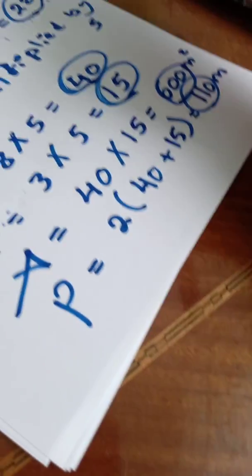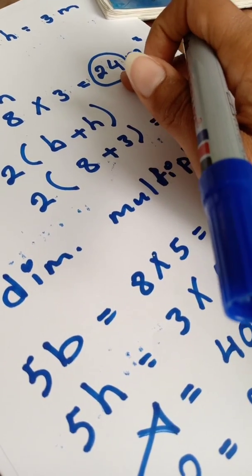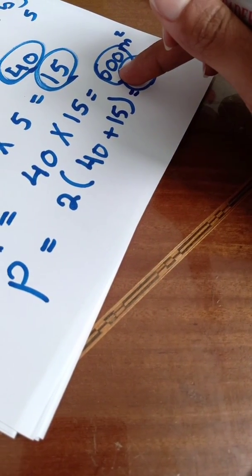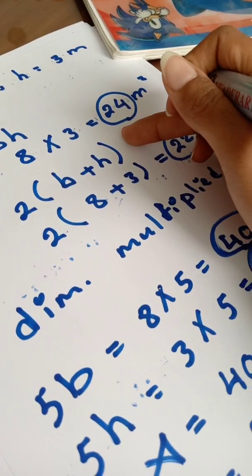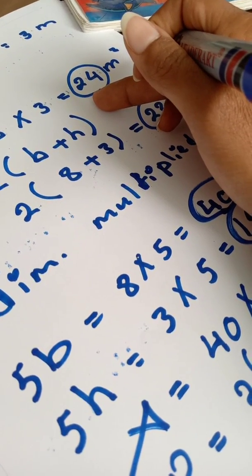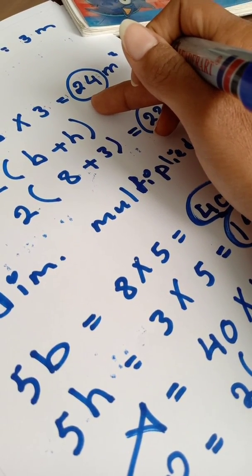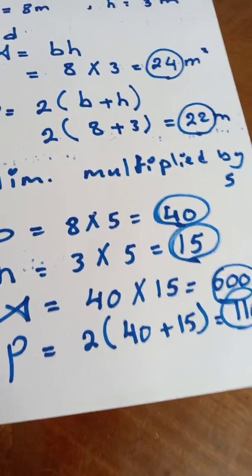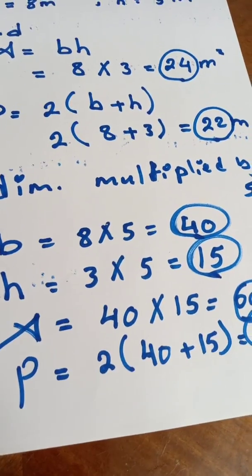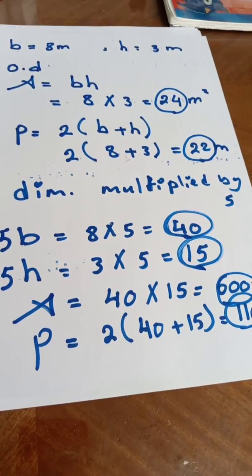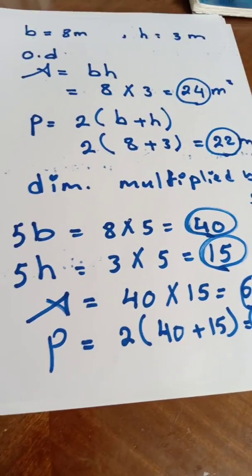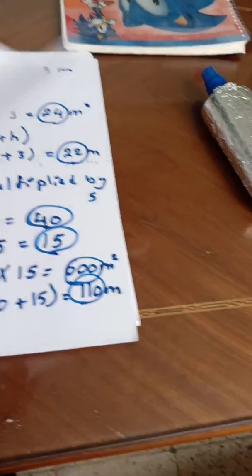What about the area? The area here was 24. It became 600 after changing. So what happened here? The area 24 is multiplied by 5 to the power 2. What do you notice here after we change the dimensions proportionally? Proportionally means by the same factor. We changed the base and height by the same factor. Let's see what happens.